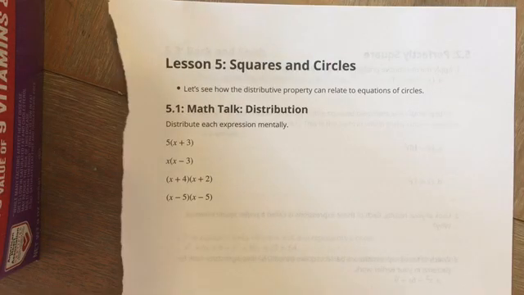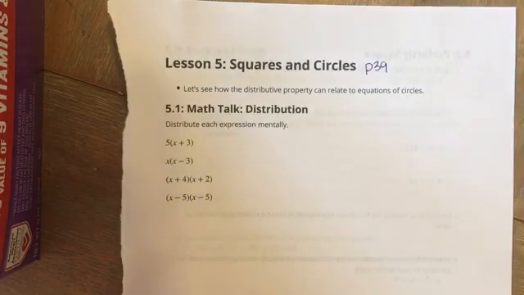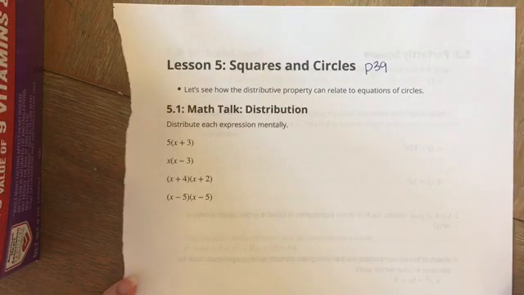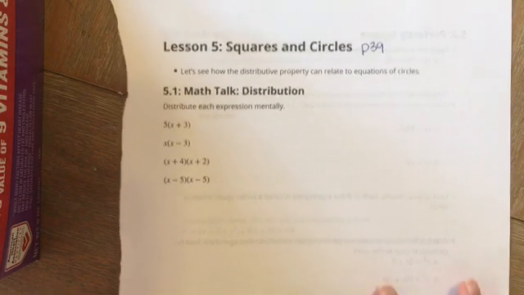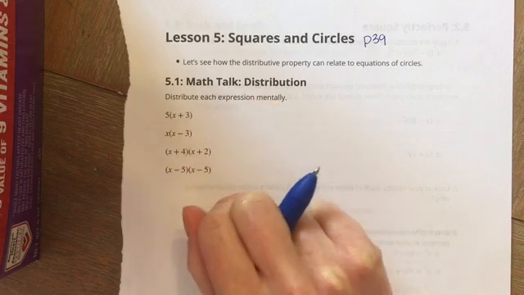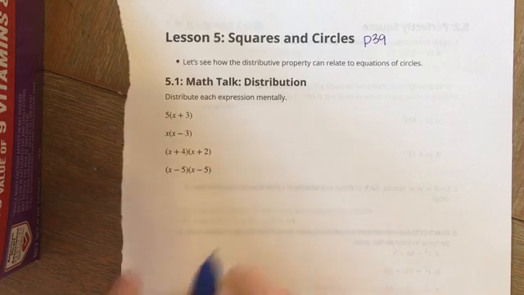Math 2. This is our lesson 5, which begins on page 39 of our workbooks, squares and circles. So we're going to review some algebra concepts from last year. So let's take a moment, and I would like you to pause this video and see if you can remember how to do these problems, this multiplication from last year.